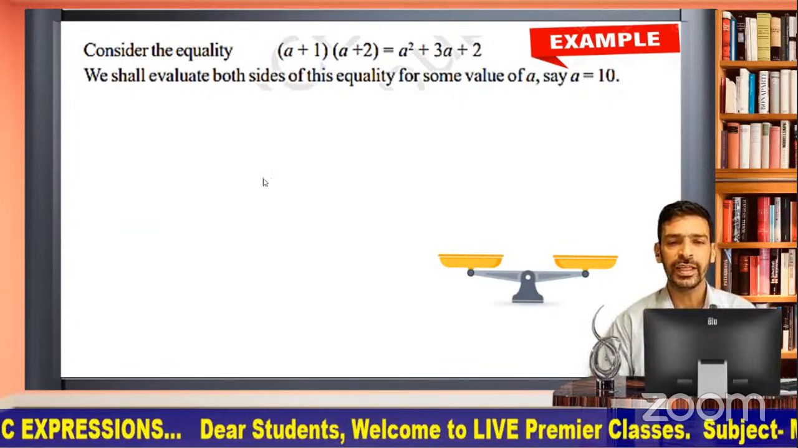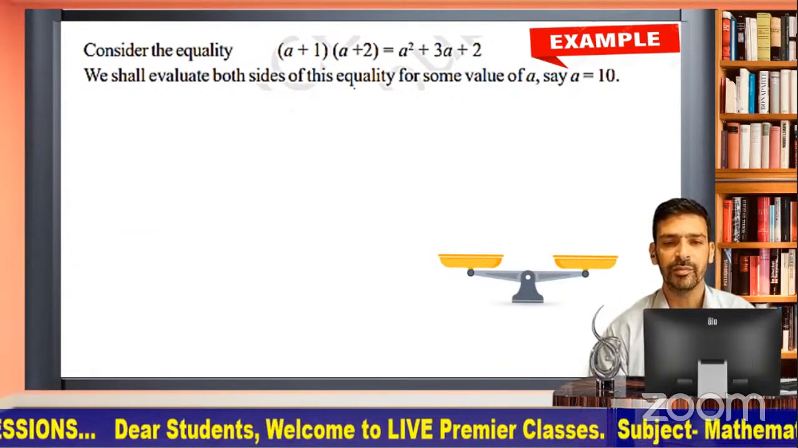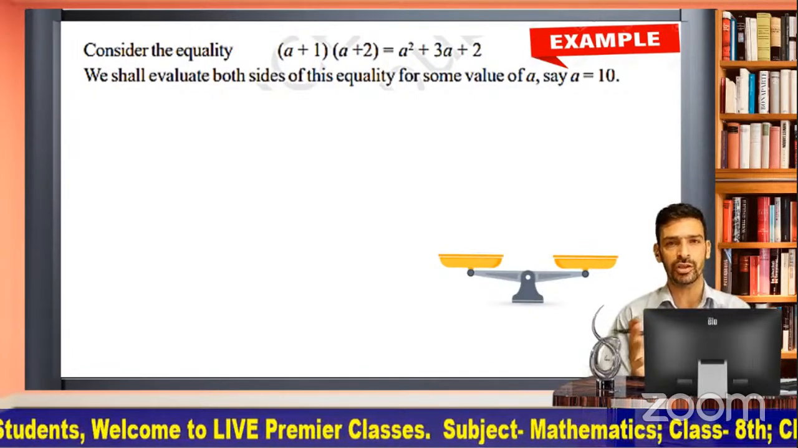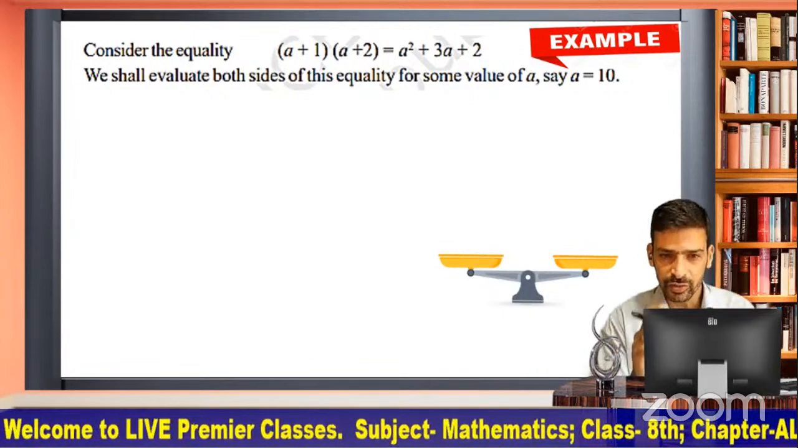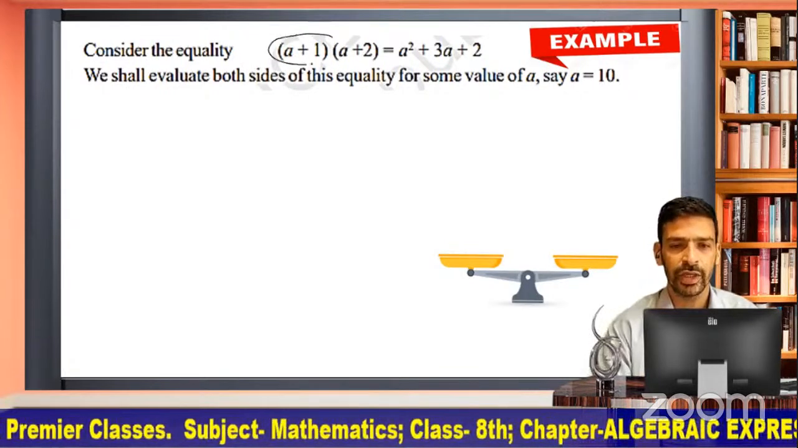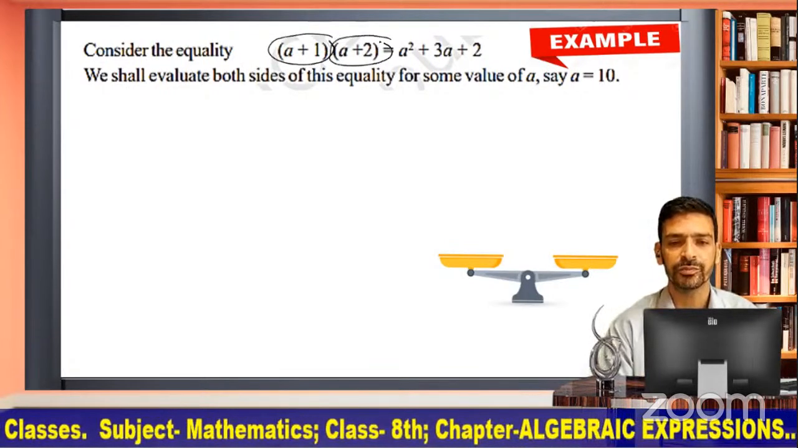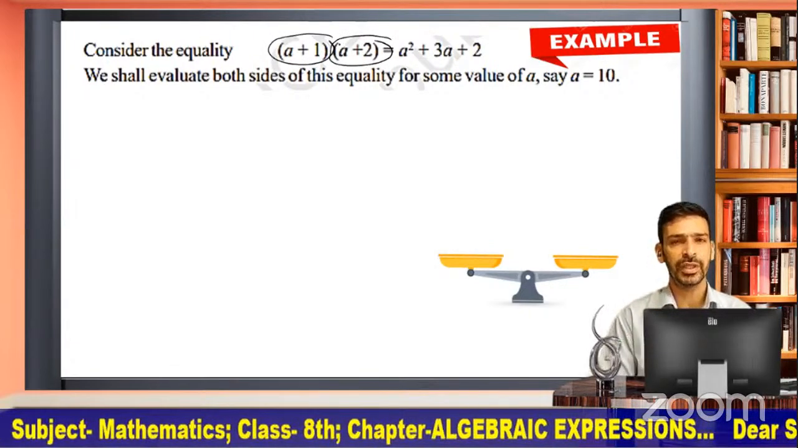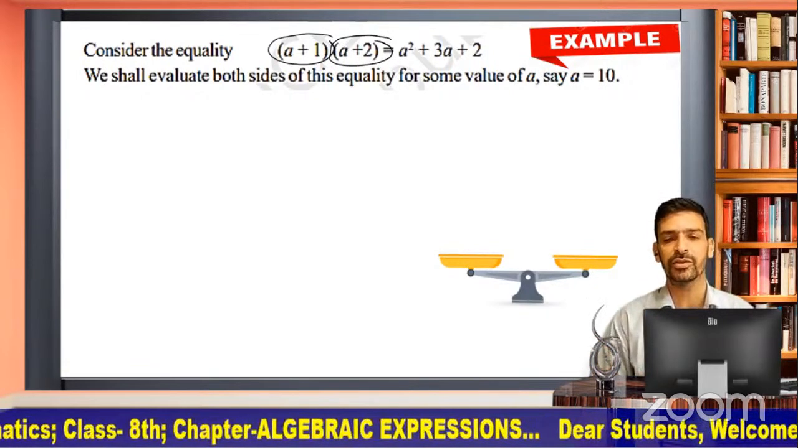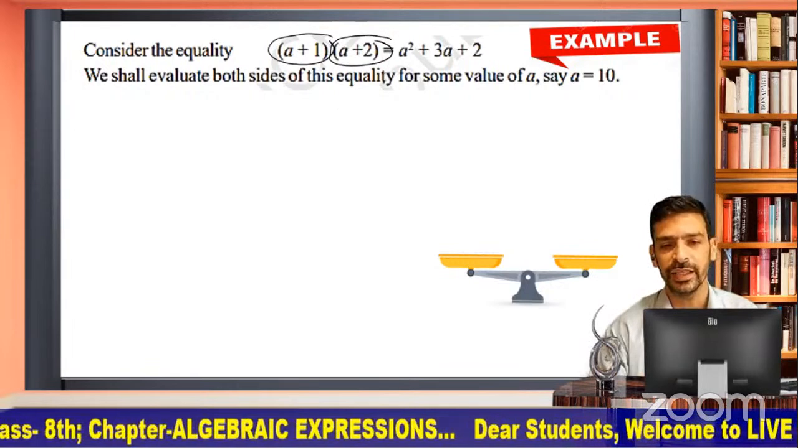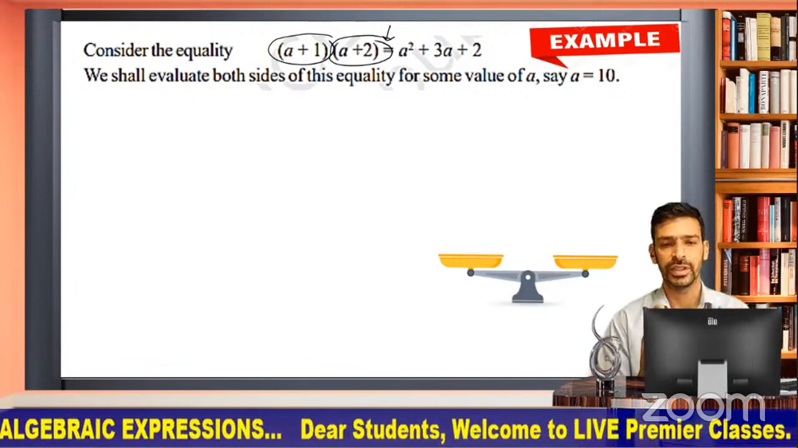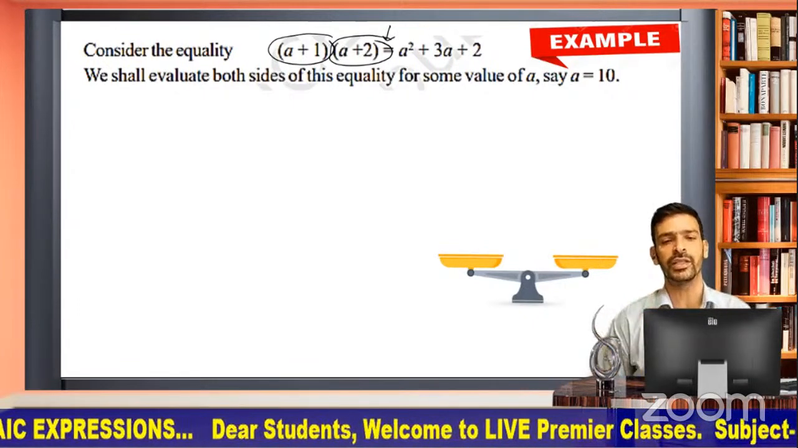We have an equality here, that is a plus 1 multiplied by a plus 2. Dear students, we have already learned about binomials. We have learned about product of binomials. So we have here two binomials. एक binomial है a plus 1 और एक binomial है a plus 2. ठीक है, a plus 1 multiplied by a plus 2 equals a square plus 3a plus 2. अब यहाँ sign of equality है, इसीलिए we call it as equality. Equality means the LHS of this equation is equal to RHS.